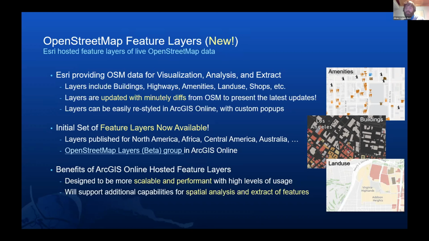There's a large and growing set of these feature layers available now, including in North America, Africa, Central America, Australia, and Antarctica, and more regions are being added as we go along. And you can access those layers through an OpenStreetMap layers group in ArcGIS Online.